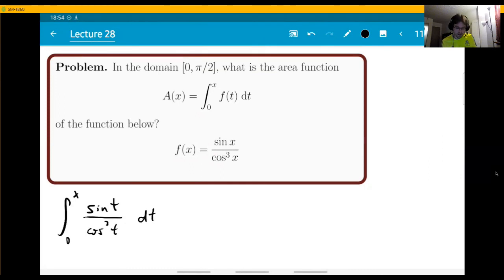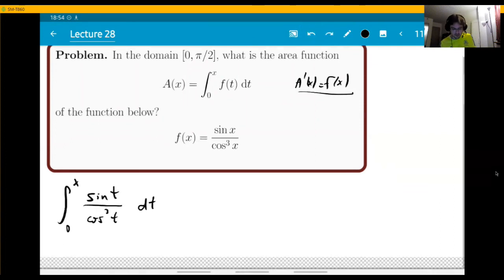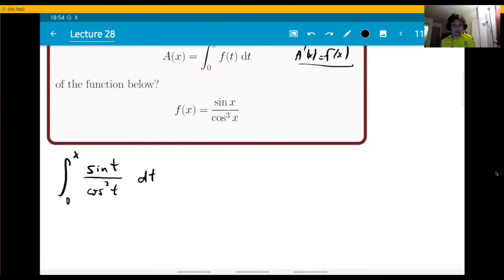It's going to depend on x, the answer that you find. Whatever you find is going to be a function of x. That is the area function. Notice that the area function is not the same thing as f of x. A prime is f of x. That's the first form of the fundamental theorem of calculus, but that's not what they're asking. They want you to find the A function itself. So they want you to calculate this integral.